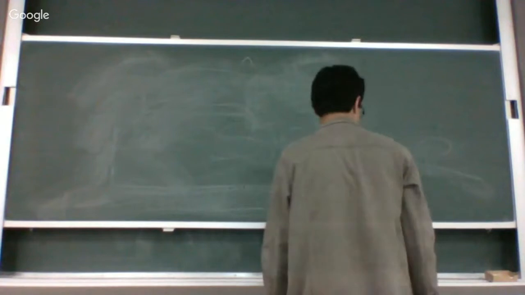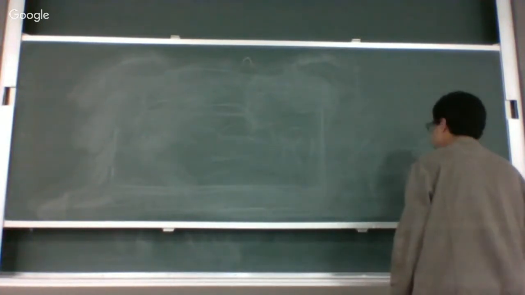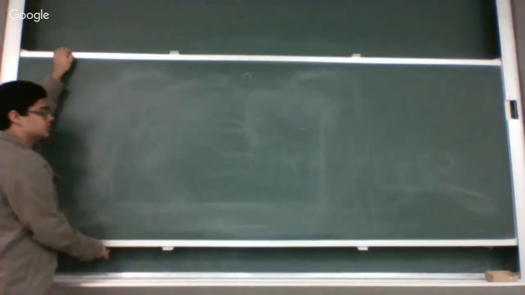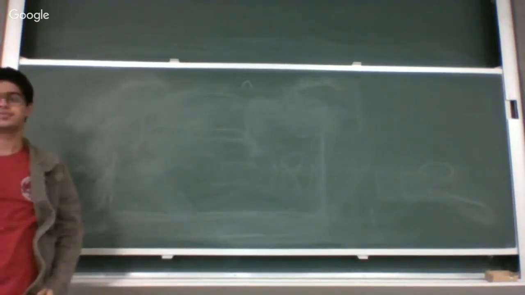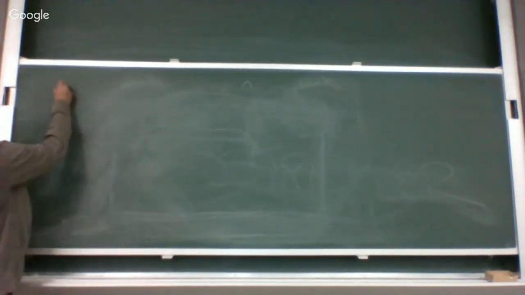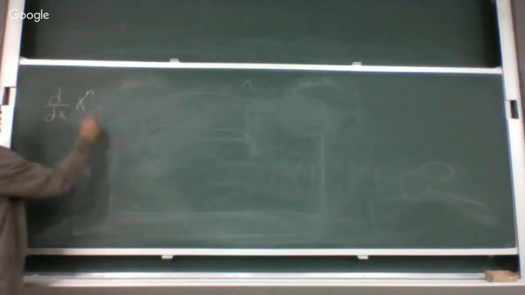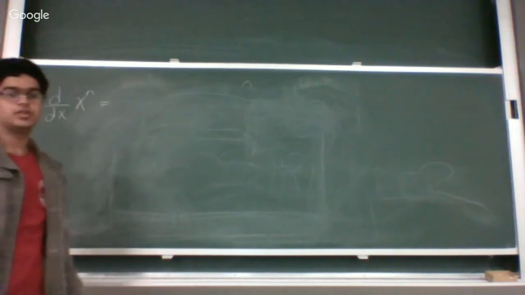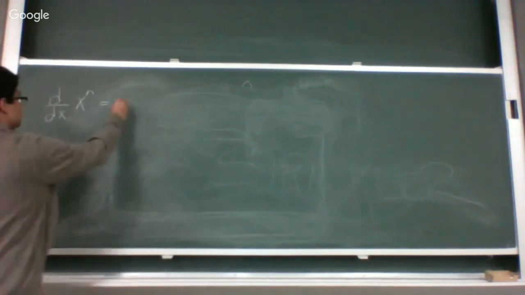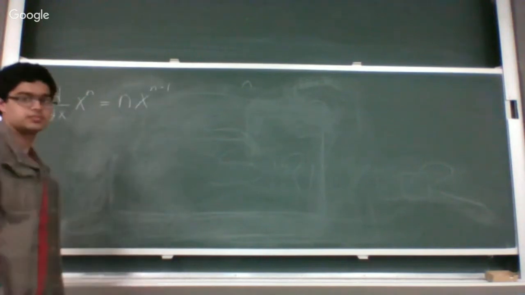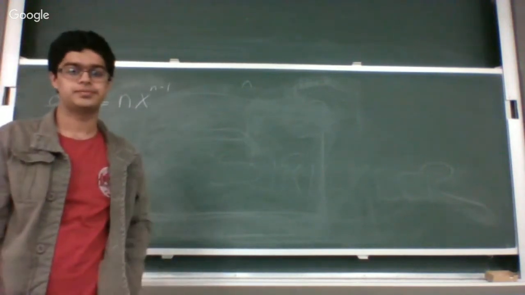So the first thing, integrals are taking derivatives backwards. Okay. So the power rule is this: the derivative of x to the n is equal to n times x to the n minus 1. Right?